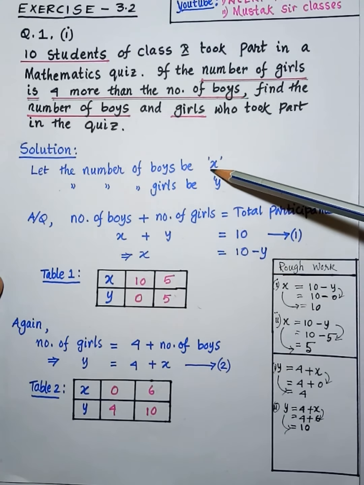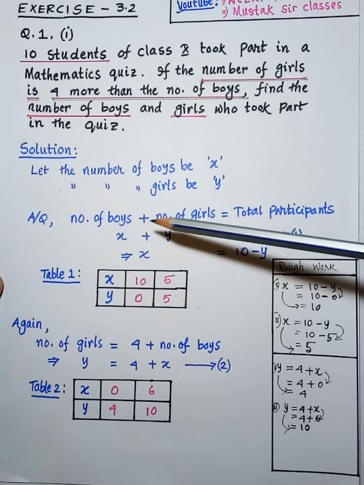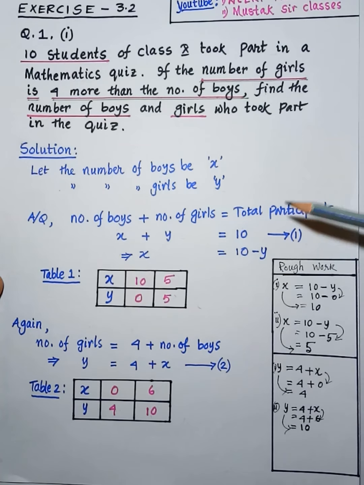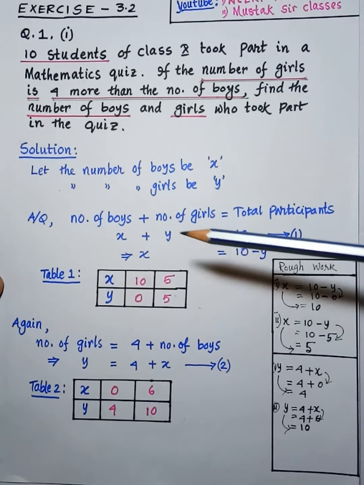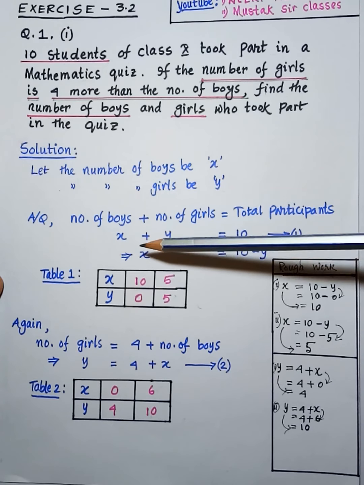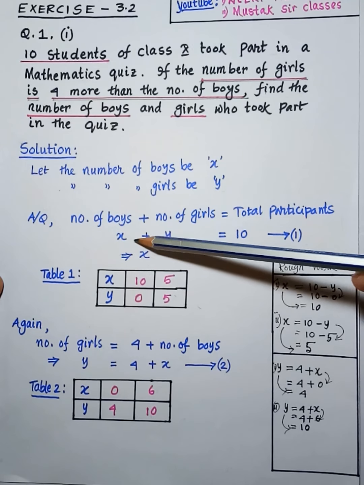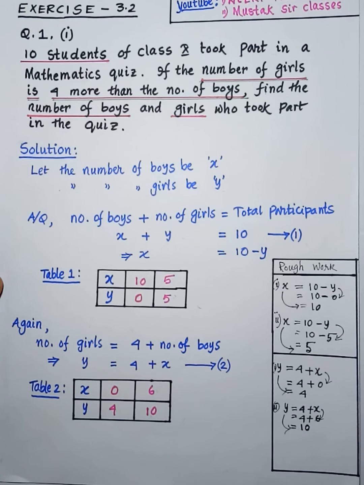Now apply the first condition, 10 students. So number of boys plus number of girls will make total participants. So in place of boys, x, in place of girls, y. So x plus y and total participants is 10. Therefore, we are getting the first linear equation in two variables, that is x plus y equal to 10.